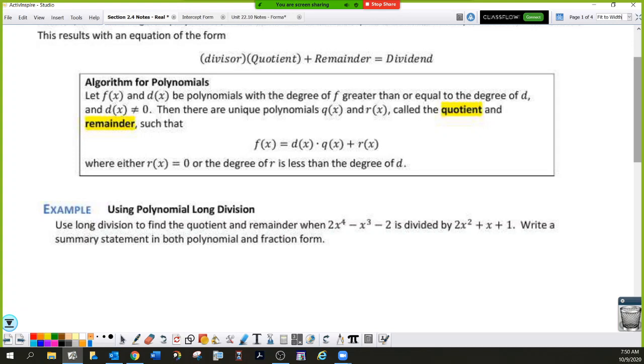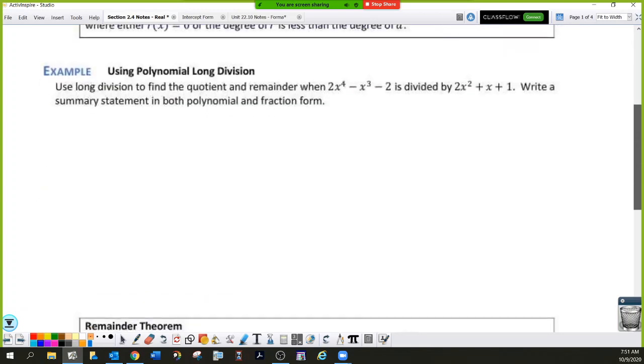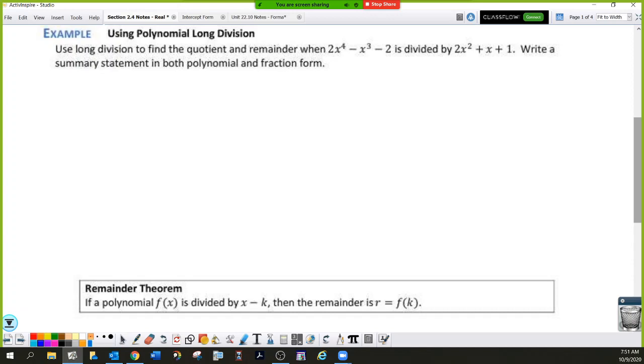So it says if f of x and d of x are polynomials, with the degree of f greater than or equal to the degree of d, and of course the thing you're dividing by can't be 0, then there are unique polynomials, q of x, the quotient, and r of x, the remainder, so that our function f of x can be written as the multiplication of several things plus a remainder. That should make pretty good sense to you. When you divide a polynomial by another polynomial, you end up with a polynomial, and then usually a remainder, sometimes no remainder. It's actually a lot easier than it looks.